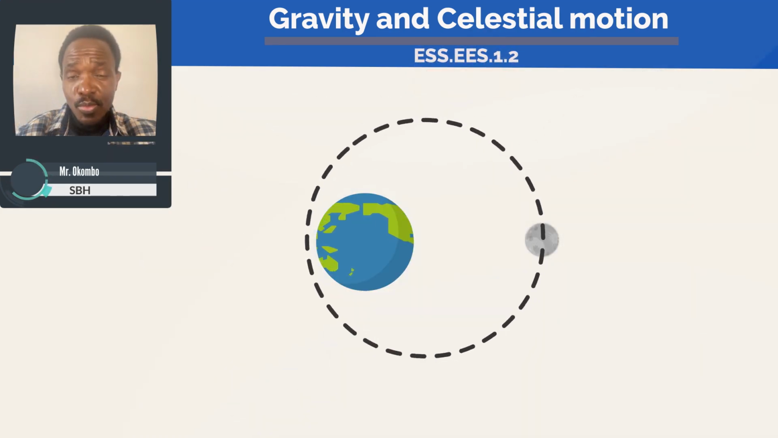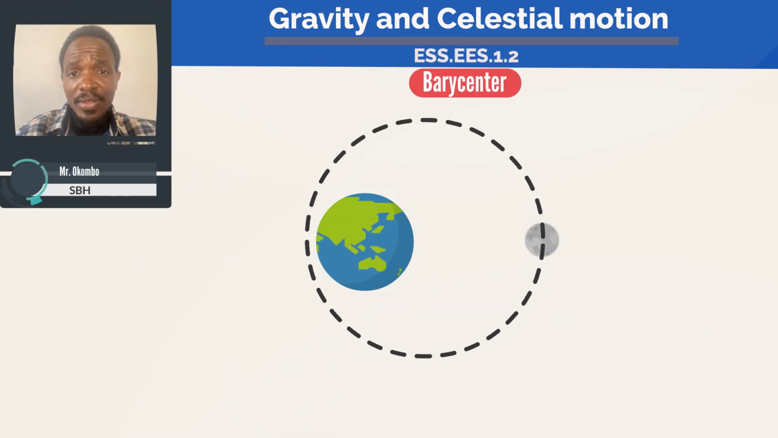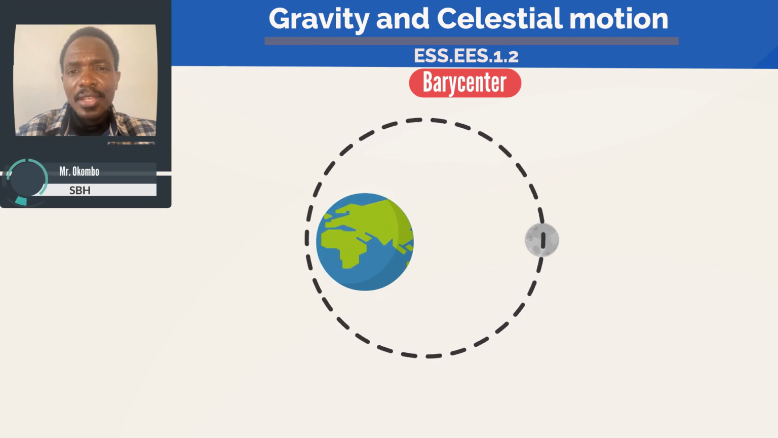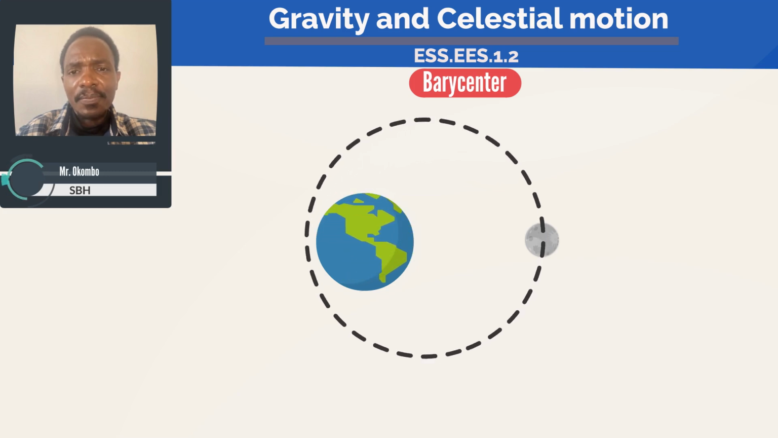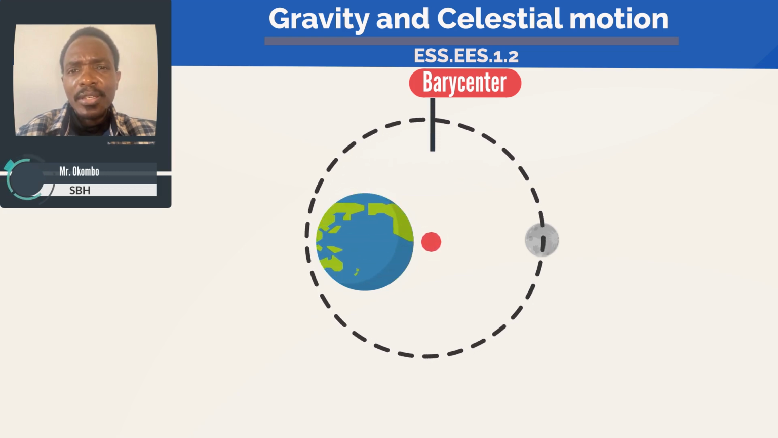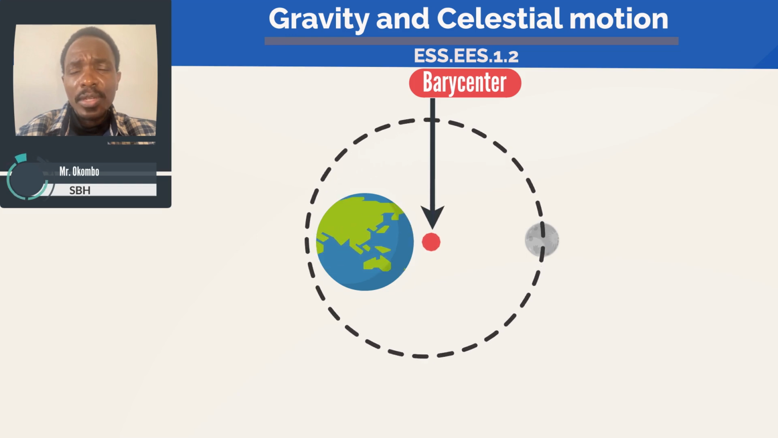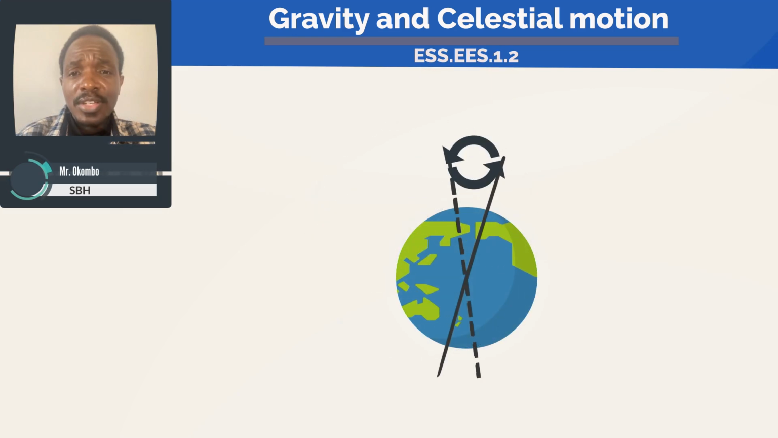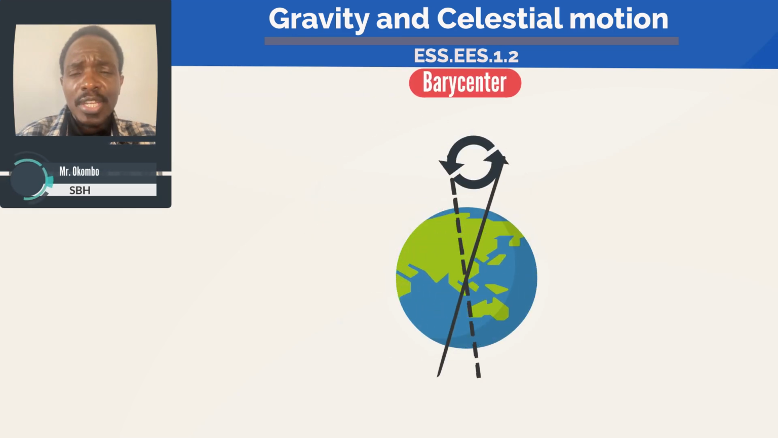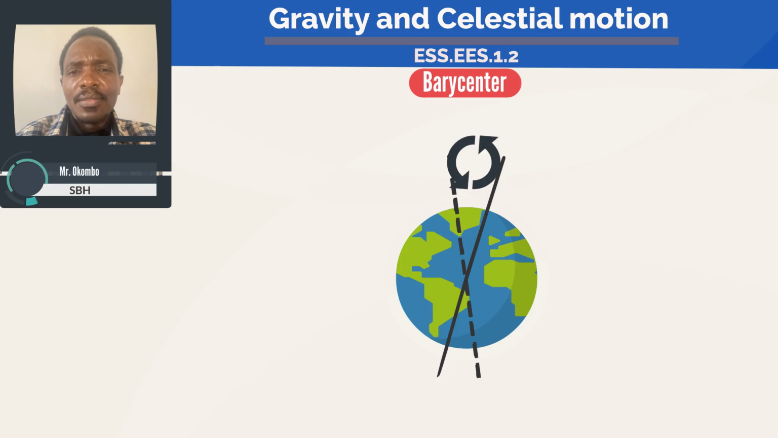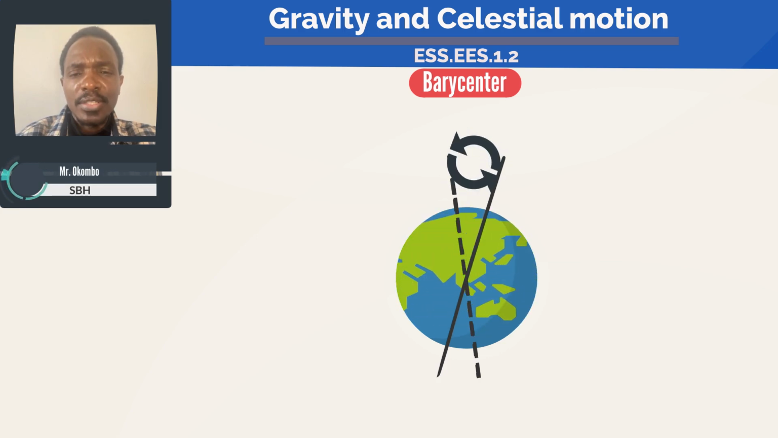The Earth and the Moon do not orbit each other directly. Instead, they orbit a common center of mass known as the barycenter. The barycenter is located closer to the Earth due to its greater mass. This shared motion creates a wobble on Earth's rotation, which affects its orientation in space. This concept of barycenter is crucial in understanding the motion of any two celestial bodies.